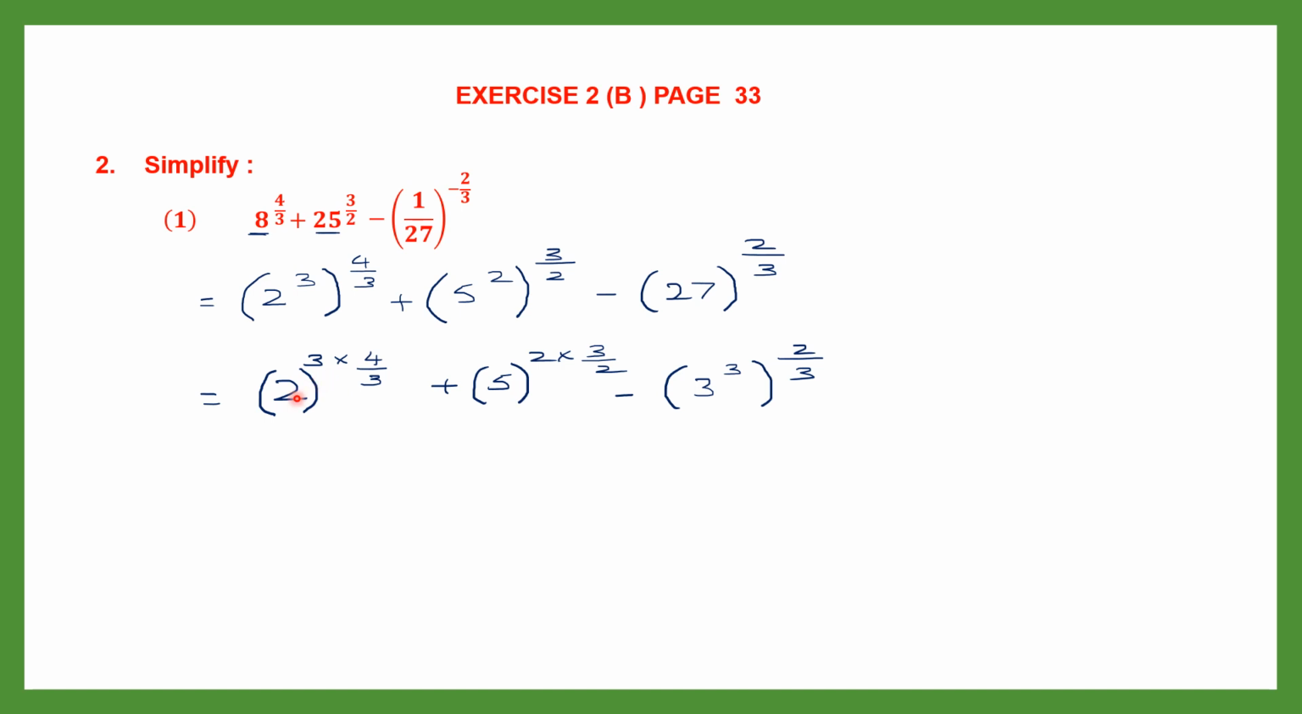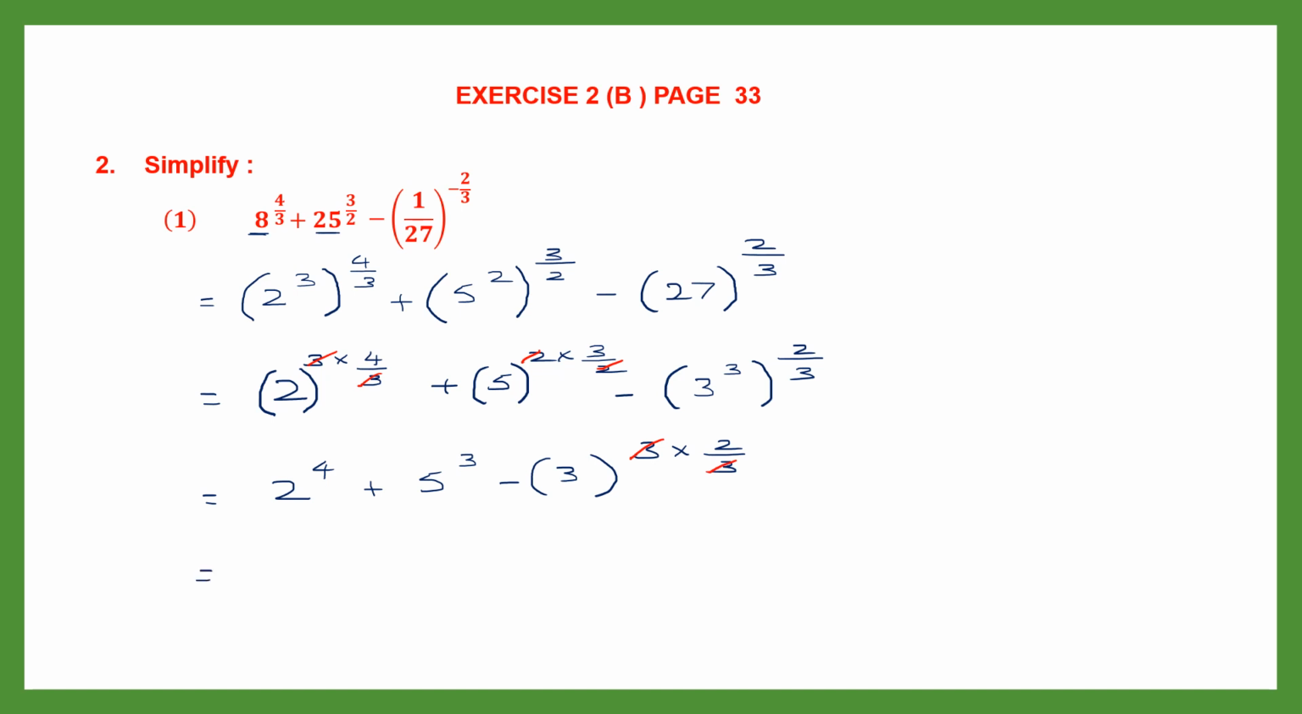So let's look at this. 2 to the power of 3 into 4 by 3, we can cancel the 3's. Similarly, in the next one, 5 raised to the power of 2 into 3 by 2, we can cancel the 2's. Now here, we're going to bring this outside. So here, let's continue writing. This now becomes 2 raised to the power of 4 plus 5 raised to the power of 3 minus 3. This whole thing is now raised to the power of 3 into 2 by 3. So here again we can cancel the 3's. So now let's simplify these.